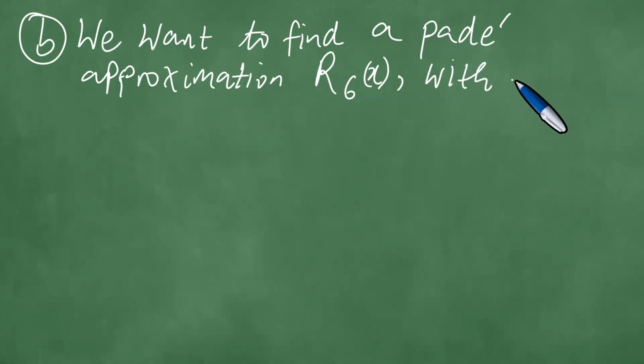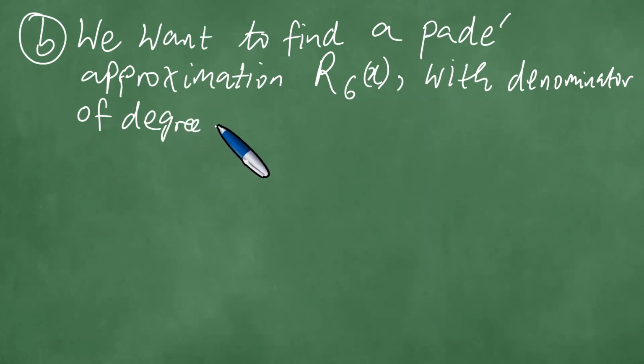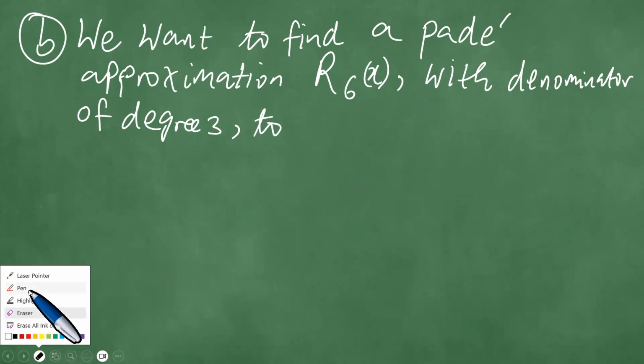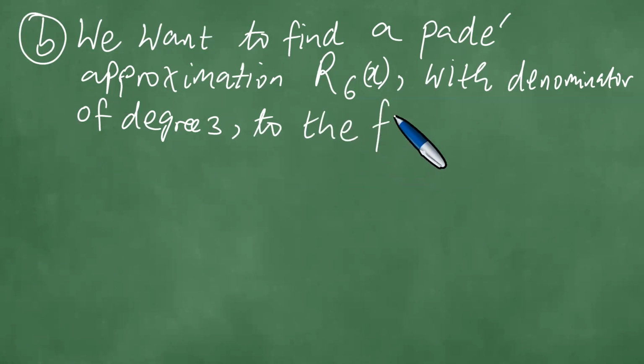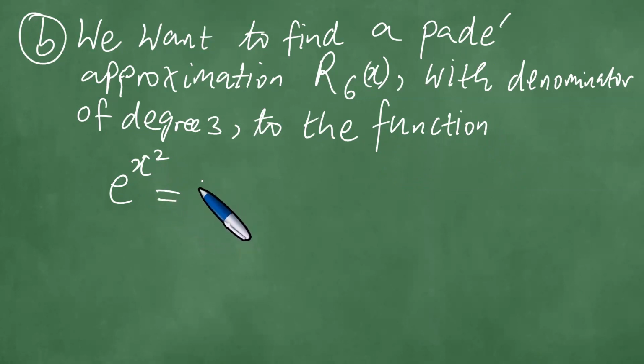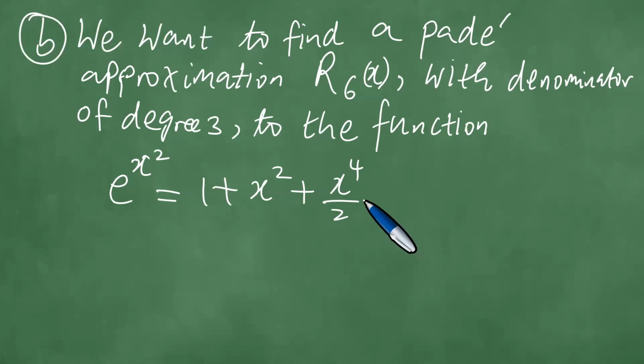with denominator of degree 3 to the function, and then you have x to the 4th power out of 2.